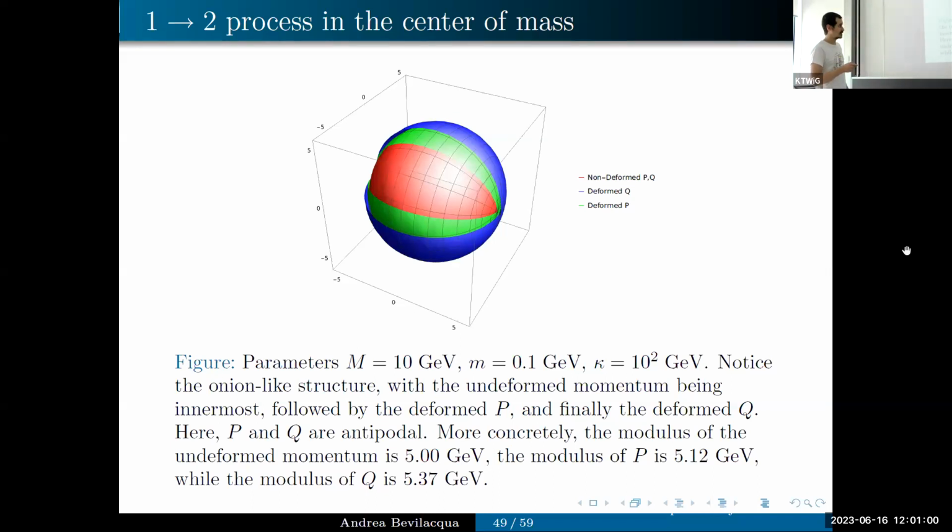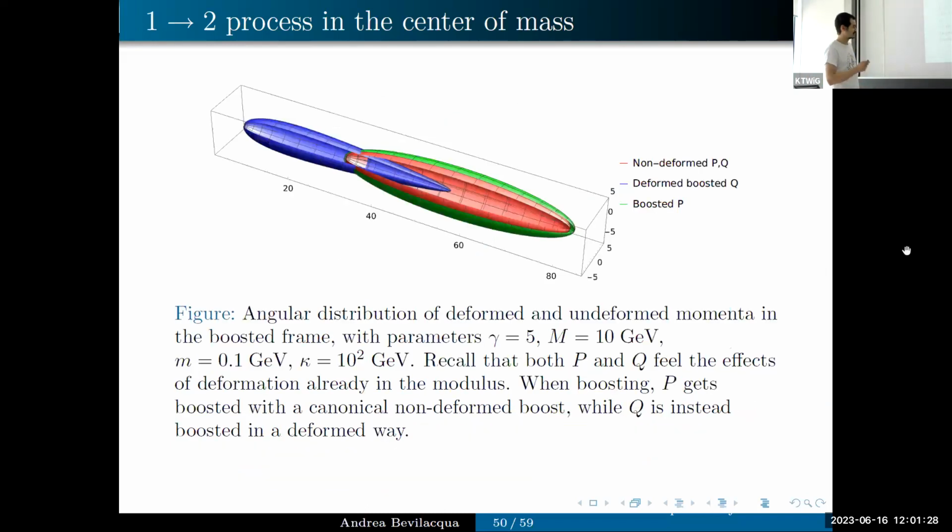And of course, it's not possible to see it from this picture, but although they live in different shells, the deformed P and the deformed Q are opposite to each other. So whenever you have a P in one direction, the Q is exactly in the other direction. And to give a more concrete example, if an undeformed momentum here is 5 GeV, then the modulus of P is 5.12 GeV, and that of Q is 5.37 GeV. Now comes the fun part, because now we boost.